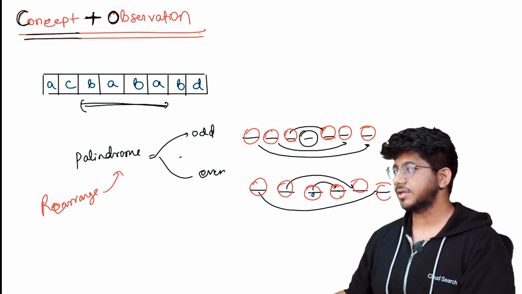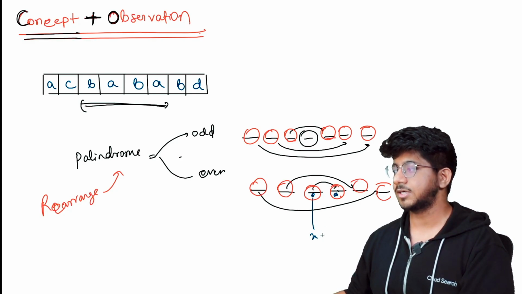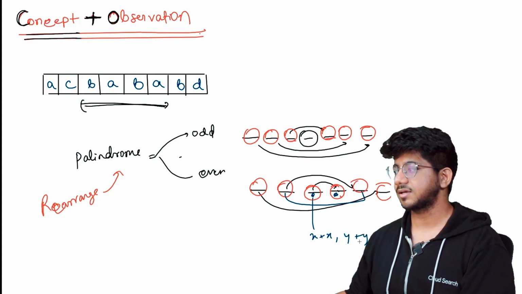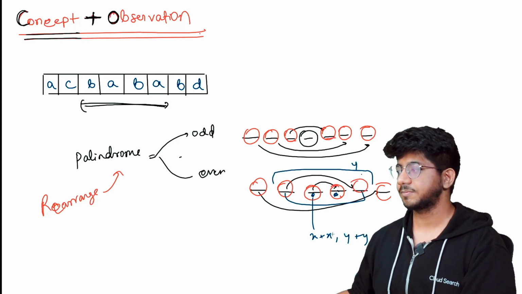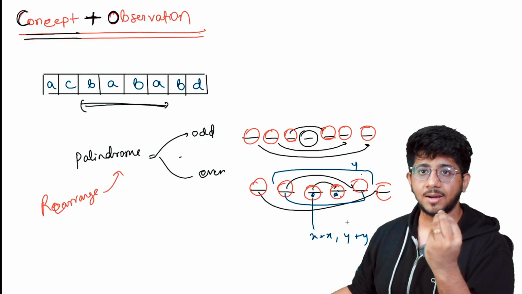Whatever is over here needs to be present over here too. So there has to be some element which is available twice, right? Another element which is available twice, right? Another element which is available twice. So every element either needs to appear twice.